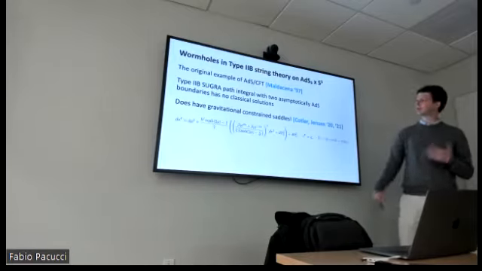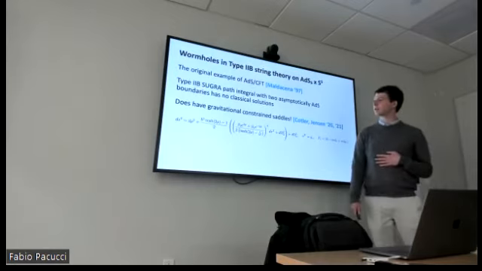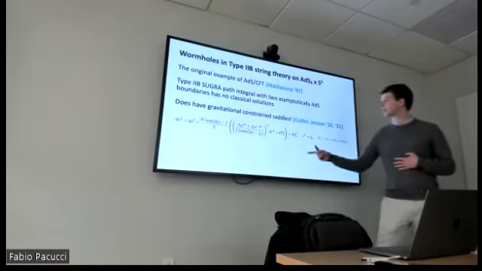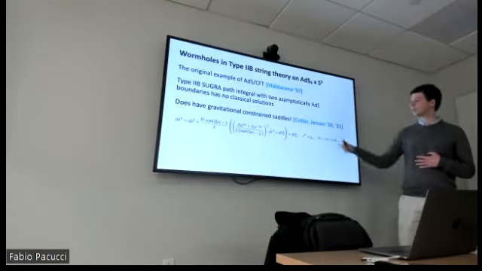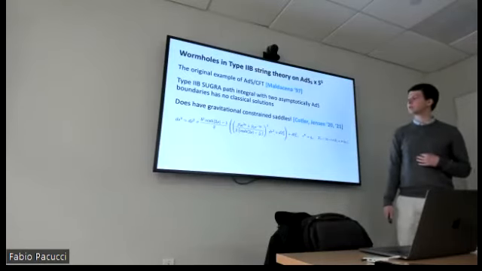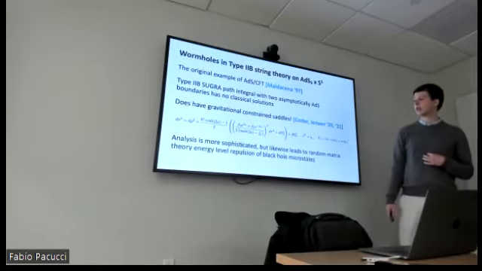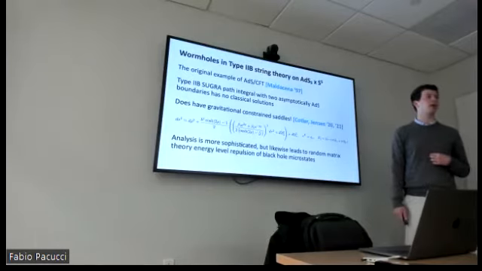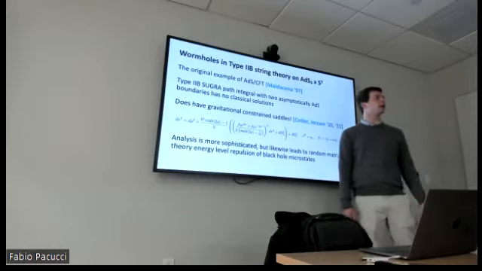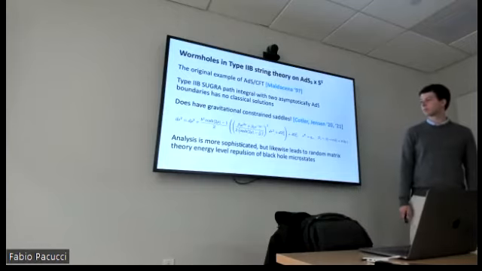Here's what they look like. It's not worth dwelling on this so much. This is the metric degrees of freedom. The dilaton is constant. This is the five-form flux. All the other fields have a trivial profile. Fermions don't usually contribute to semi-classical saddles. And the analysis is more sophisticated, but it likewise leads to random matrix theory energy level repulsion of black hole microstates. So you end up getting the same kinds of answers that I was advertising before.